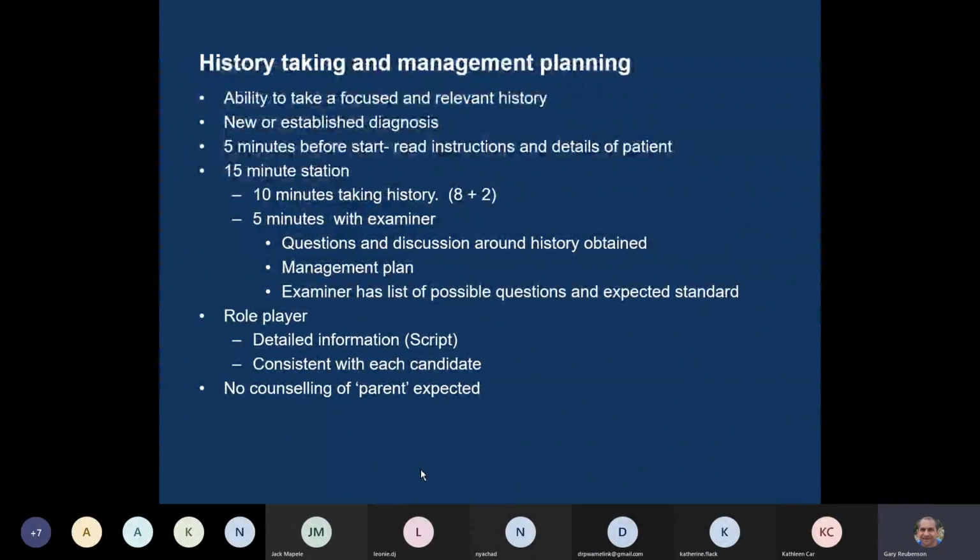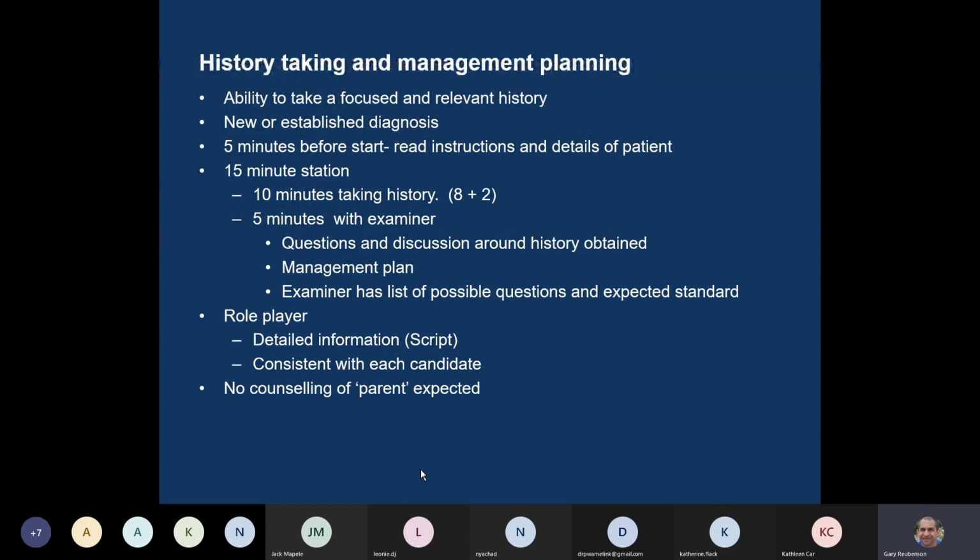This obviously tests people's ability to take a focused, relevant history. It may be a child who does not yet have a diagnosis or may have a diagnosis, and the history is around evaluating control, side effects of medication, so aspects related to that particular diagnosis.